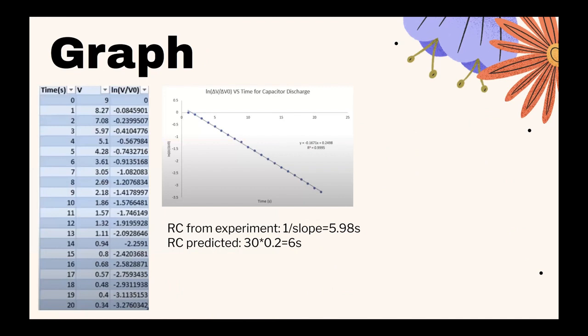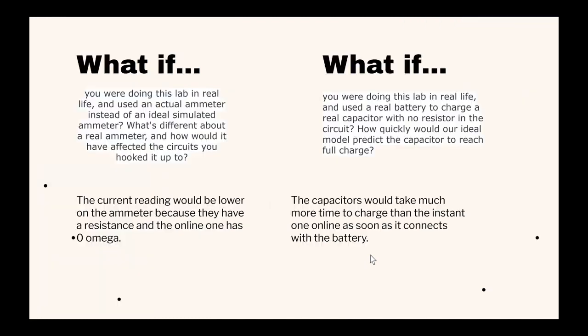Once I graphed my data, I plotted the natural log of delta V over delta V0 in order to find the slope of -1 over RC, since we were looking for RC. RC is the time constant of the circuit at which the voltage difference has dropped to 1 over e of the original value. The reason I did 30 times 0.2 is because 30 was the ohms of the light bulb, and 0.2 was the current. As you can see, I got pretty consistent values from my experiment and the predicted.